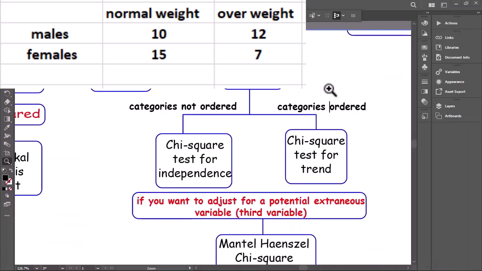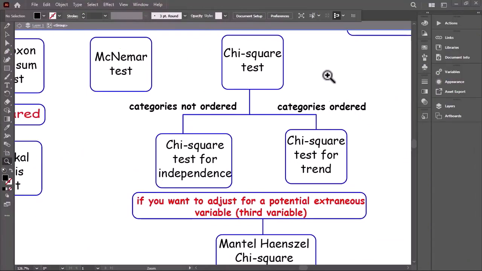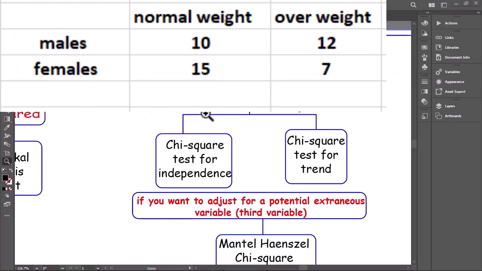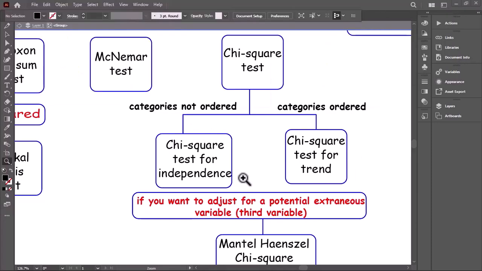This chi-square test can also be further broken down depending on whether there is a natural order in the categories of your outcome or not. For example, if our outcome was stages of cancer, stage 1, stage 2, stage 3, where there is some inherent order in the categories of your outcome, then you would use chi-square for trend. It takes that order into consideration. But if the categories are not ordered, just normal and overweight, then you could use the chi-square test for independence.